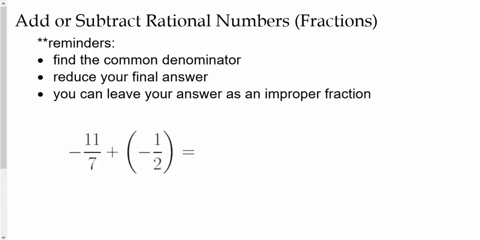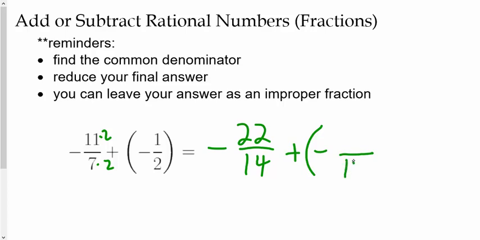-11/7 plus -1/2. I want to find a common denominator, and I know the least common denominator for 7 and 2 is 14. 7 times 2 is 14. 11 times 2 is 22. I want to add negative, and I know my denominator here is going to be 14 also. 2 times 7 is 14. 1 times 7 is 7. So I think to myself, well, what is -22/14 plus -7/14?